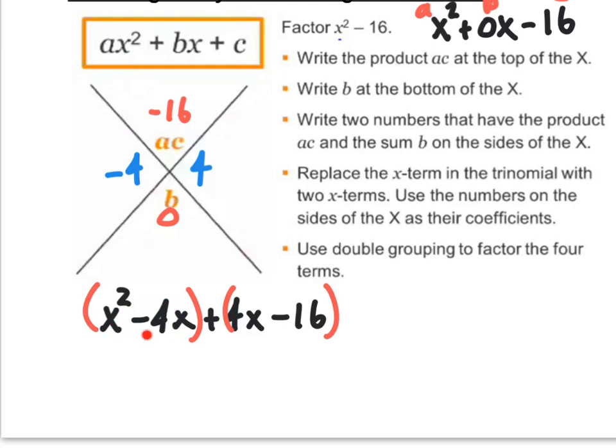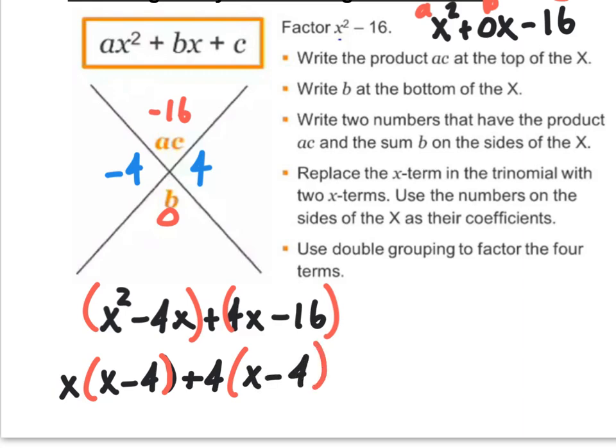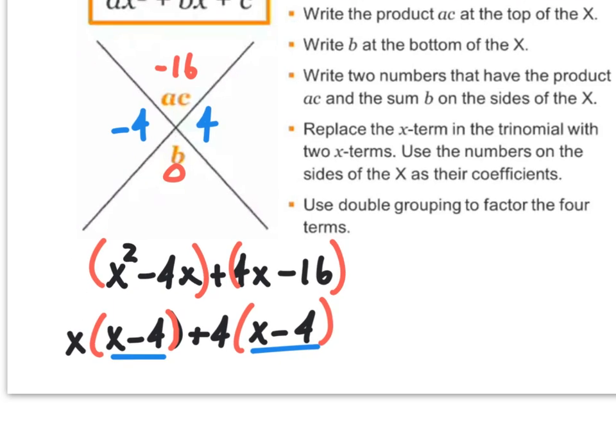Right when I look at this group here, I know I can factor out an x. So if I factor out an x, then I'm left with just an x minus 4. And over here, if I look at this group, I can factor out a positive 4. So if I factor out, and let me make this red, a positive 4, then we are left with just an x minus 4. Because I have a common x minus 4, I can factor out that common binomial, and we're left with x minus 4 times x plus 4.